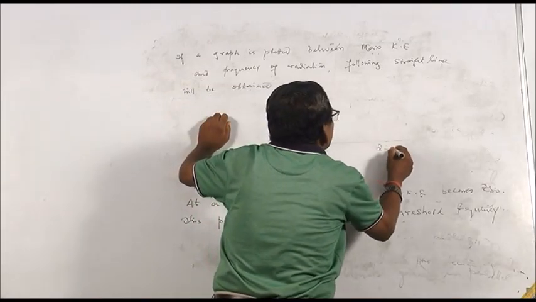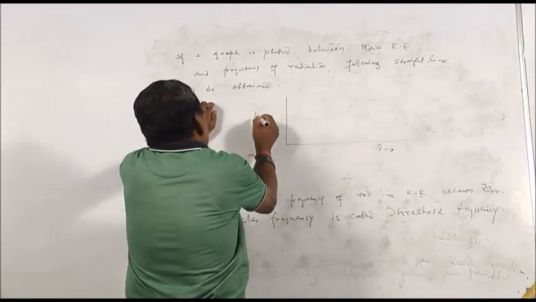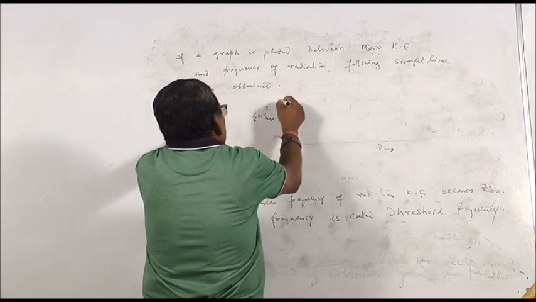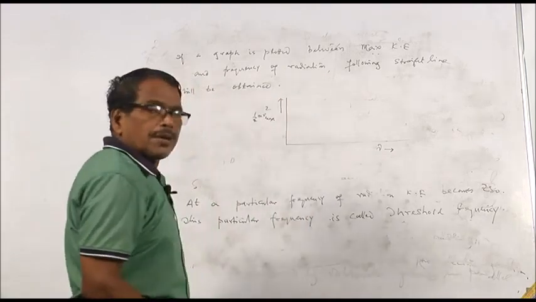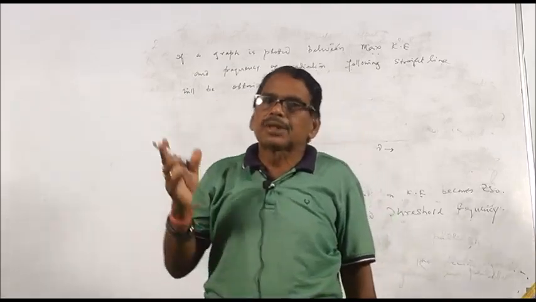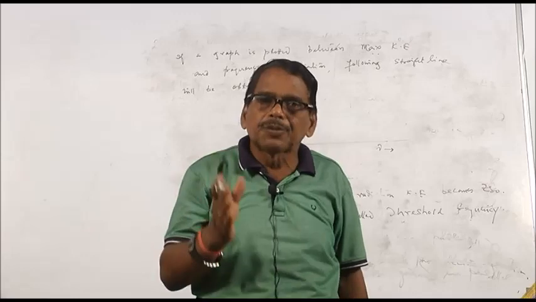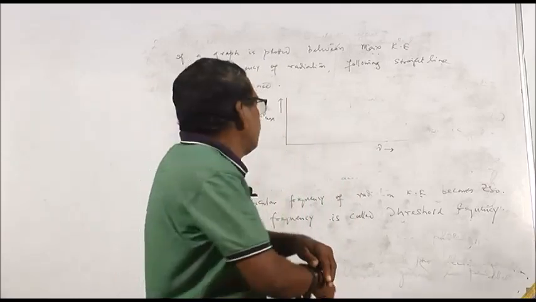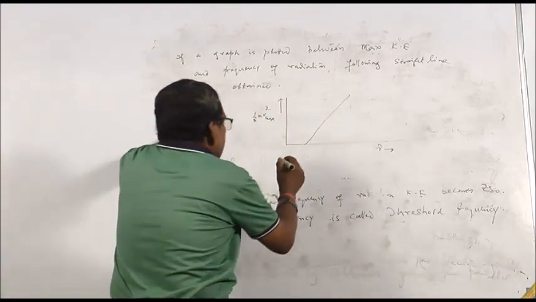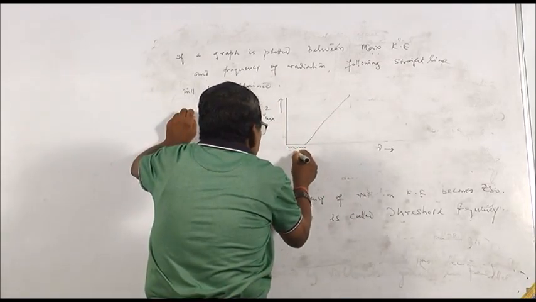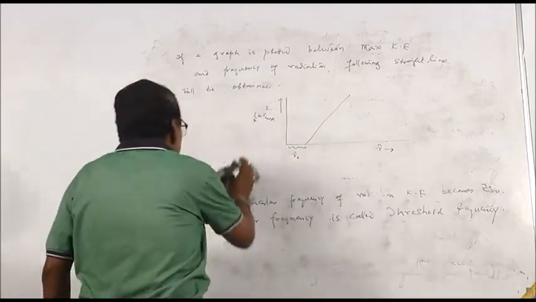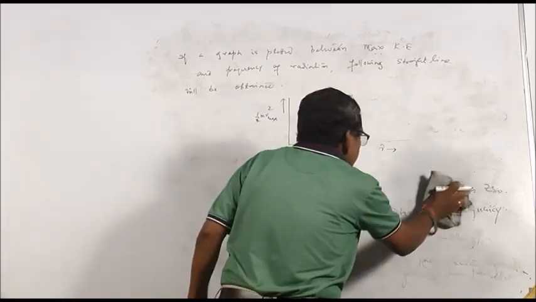This is frequency of radiation along this axis, and maximum kinetic energy, half m v max square, on this axis. So, when nu increases, maximum kinetic energy will increase, when nu decreases, maximum kinetic energy will decrease. At a particular frequency, this kinetic energy becomes 0. So, the graph will be of this form. This frequency is nu 0. Nu 0 is called the threshold frequency.